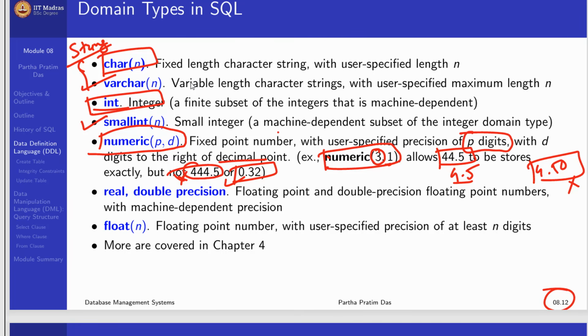Now we have real and double precision, and then we have the float data type. We discuss this in detail in the next tutorial, so you can watch that tutorial on data types and constraints.